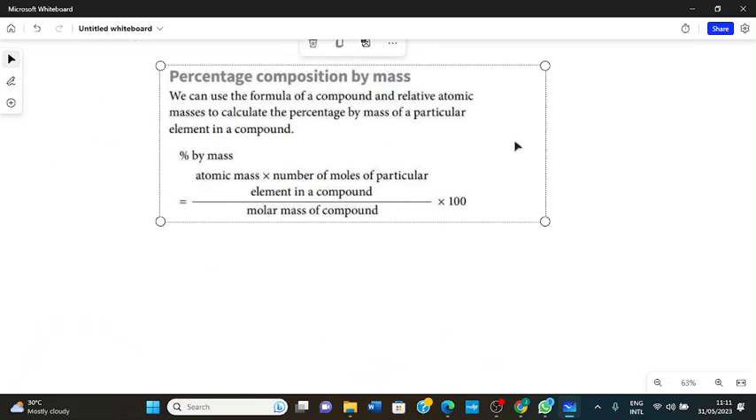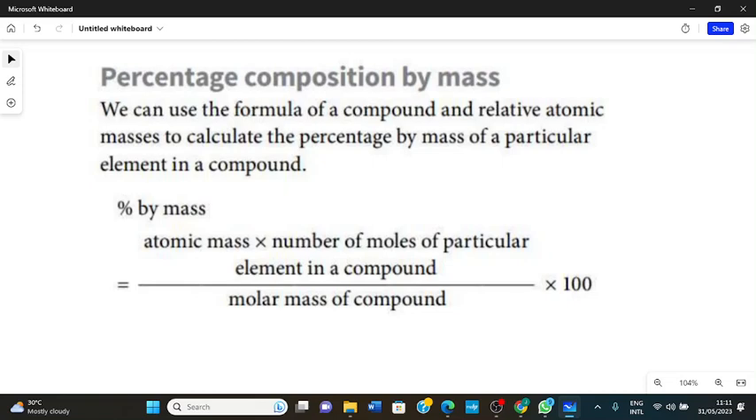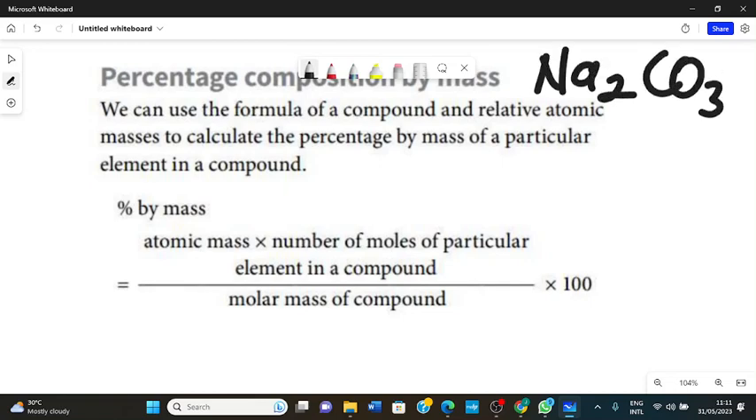So we are looking at percentage composition by mass. We can use the formula of a compound and the relative atomic mass of the elements to calculate the percentage composition by mass of that element in a compound. Let's take, for example, you are given the compound sodium carbonate, which is Na2CO3. This is sodium carbonate, otherwise called sodium trioxocarbonate(IV). Now, if you look at sodium trioxocarbonate(IV), it contains 2 atoms of sodium, 1 atom of carbon, and 3 atoms of oxygen. So we can calculate the percentage composition of sodium in sodium carbonate.